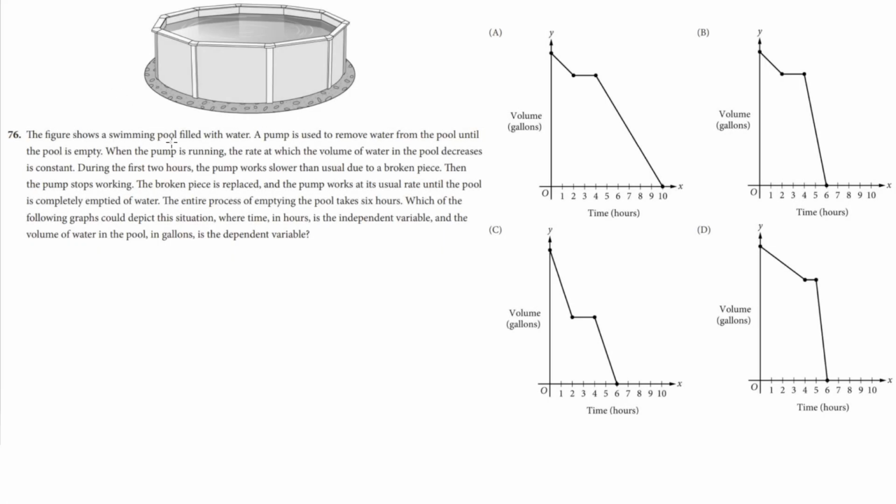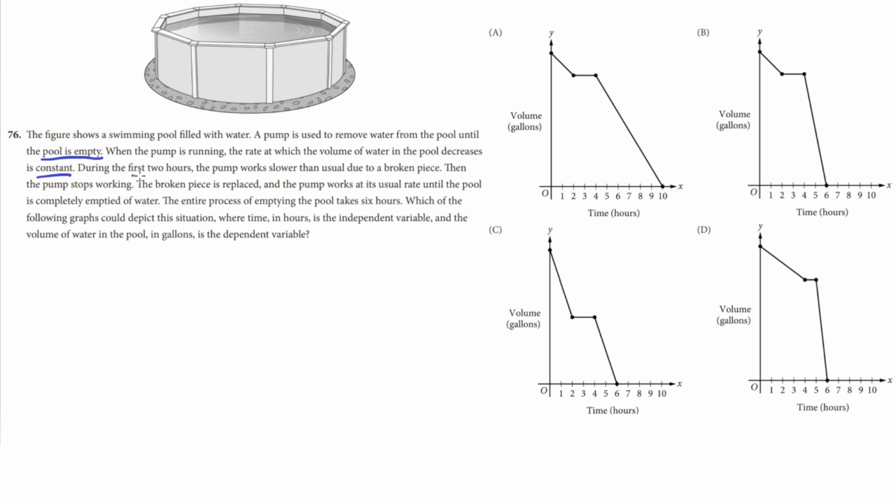The figure shows a swimming pool filled with water. A pump is used to remove water from the pool until the pool is empty. When the pump is running, the rate at which the volume of water in the pool decreases is constant.